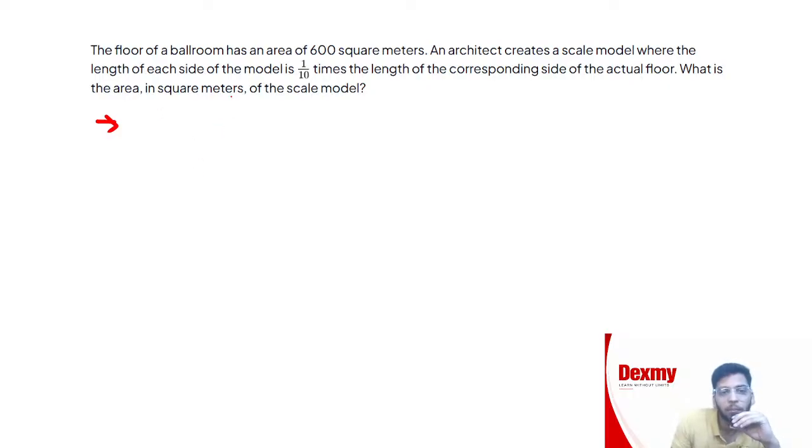The floor of a ballroom has an area of 600 square meters. An architect creates a scale model where the length of each side of the model is 1 by 10 times the length of the corresponding side. So what will be the area? So there are two methods.